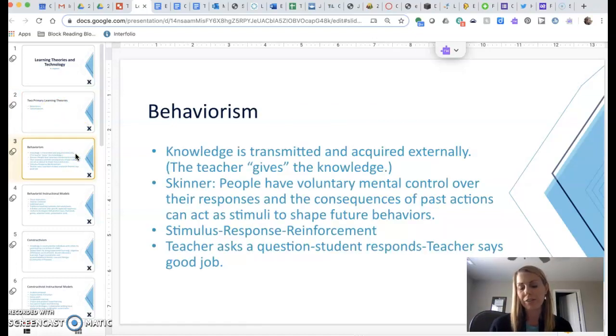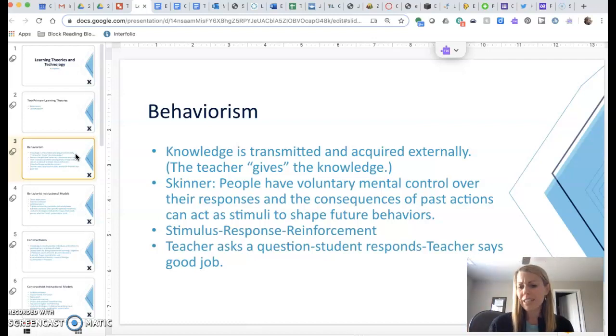So first we have behaviorism, which is that knowledge is transmitted and acquired externally. So the teacher gives knowledge, and you can shape student behavior to help them learn by giving them a positive reinforcement or a negative reinforcement.